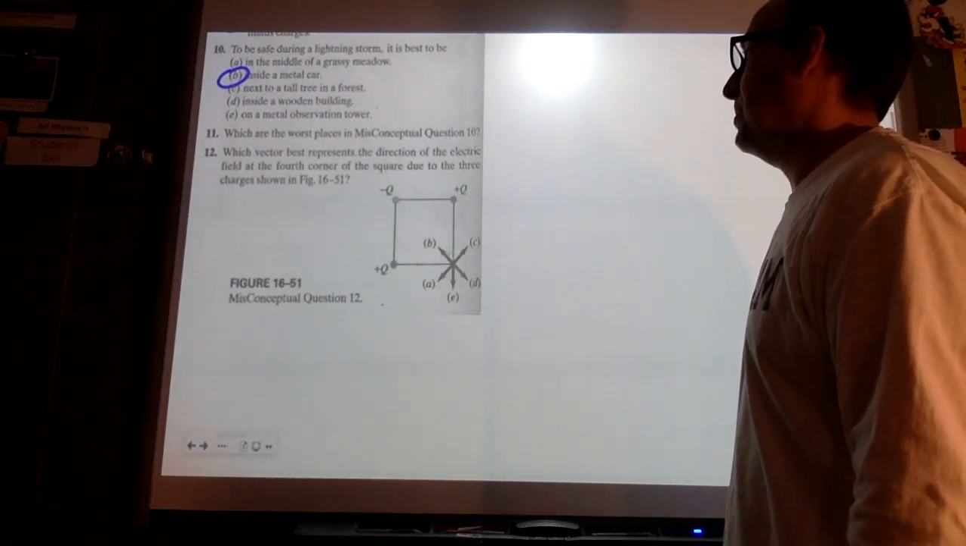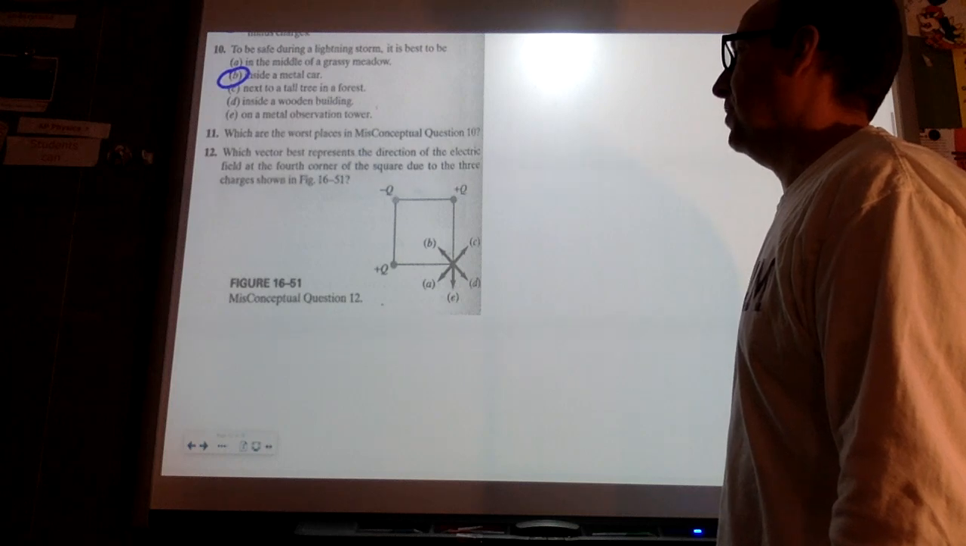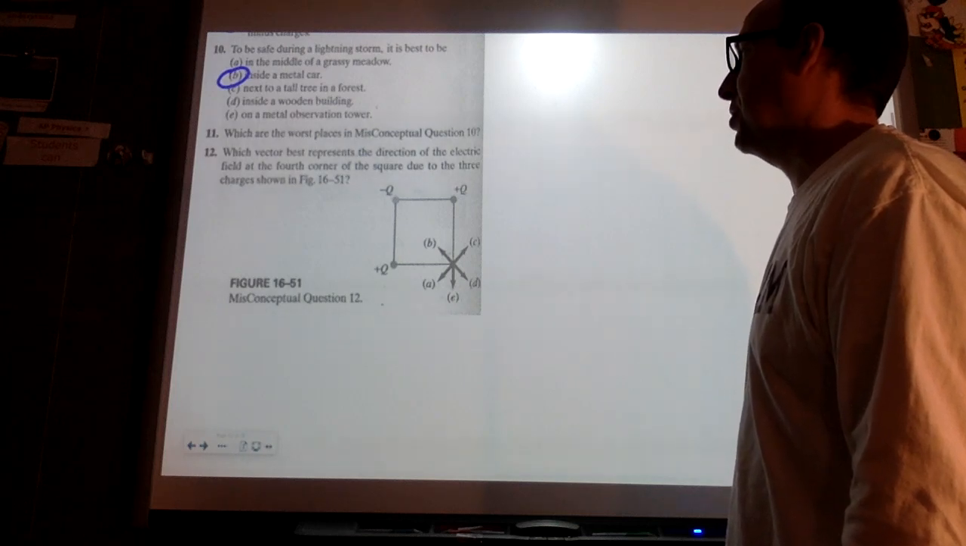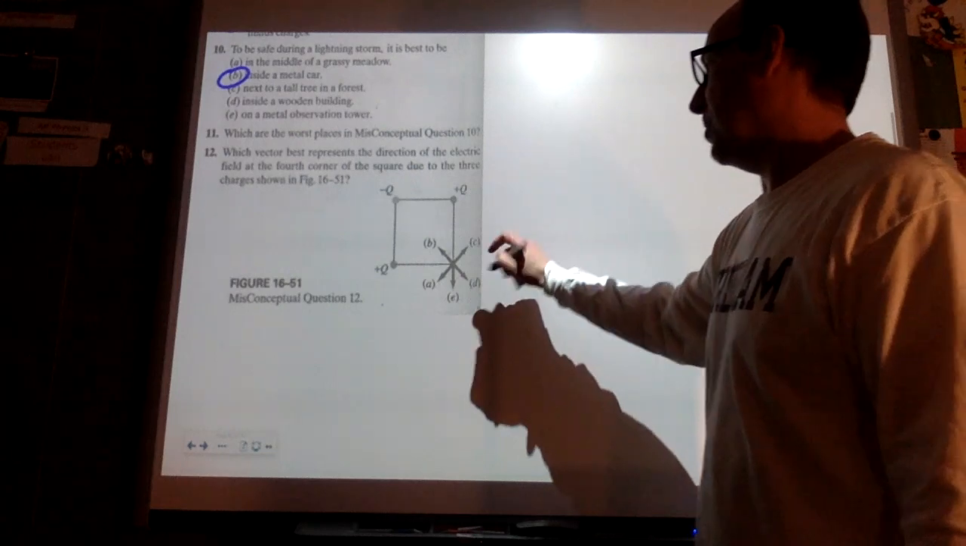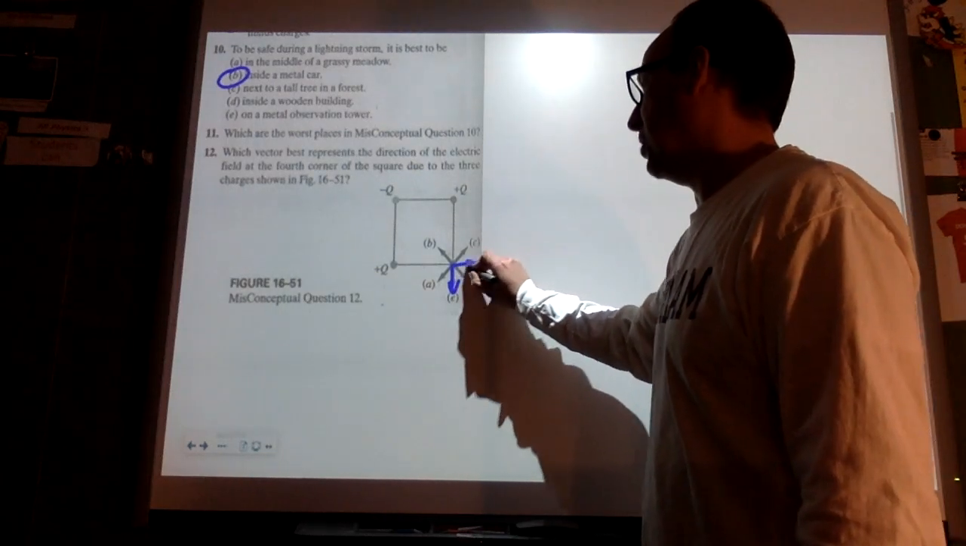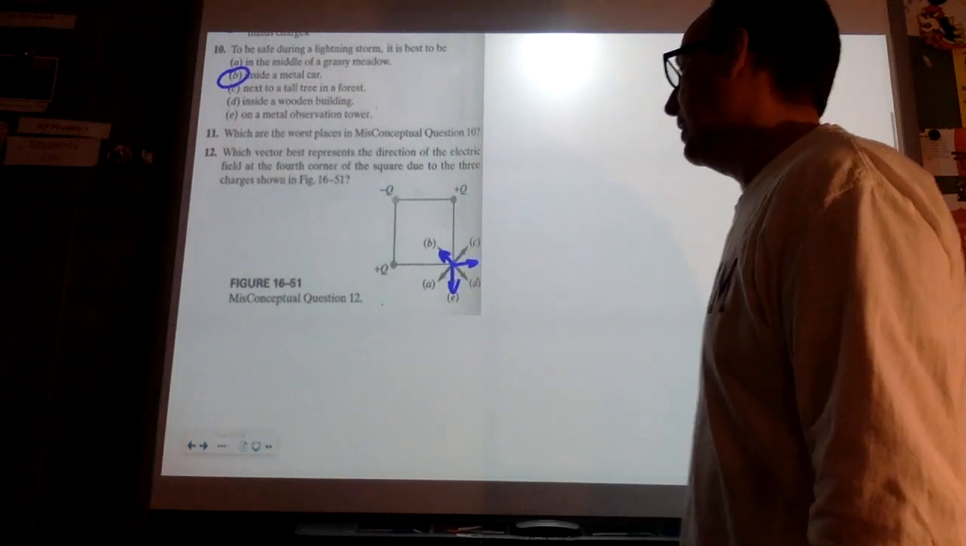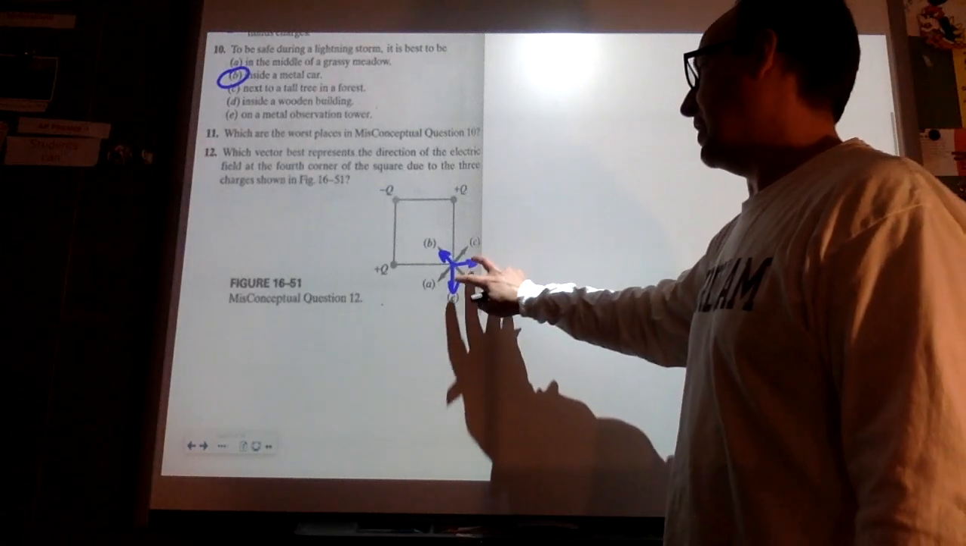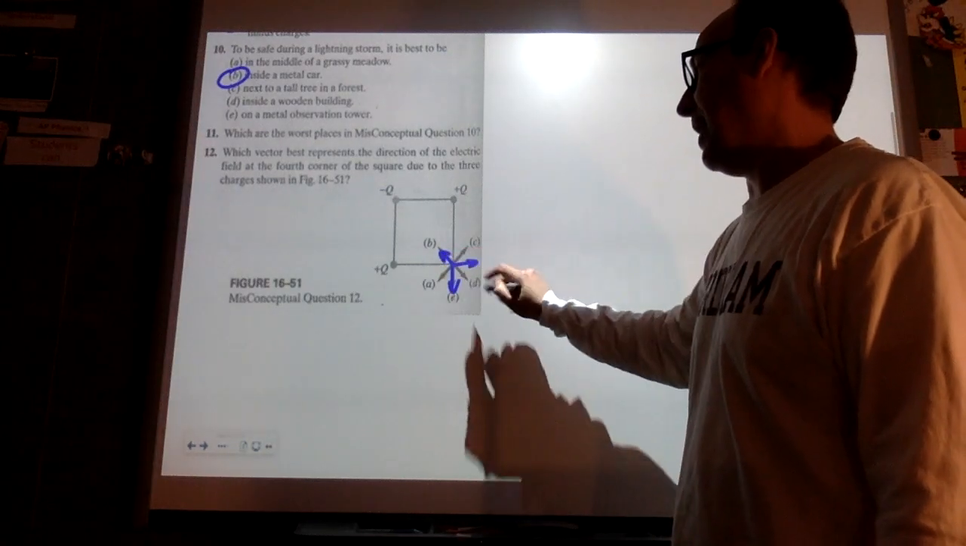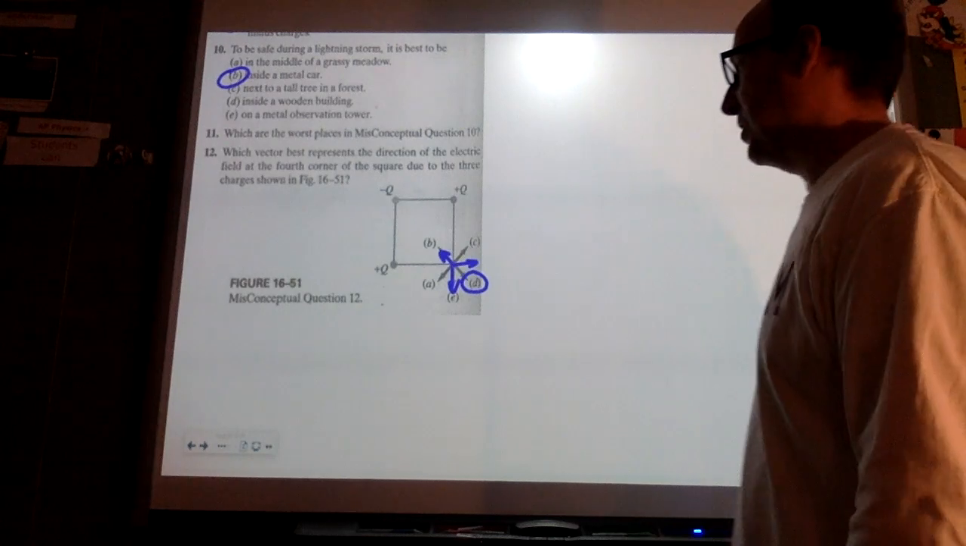Which vector best represents the direction of the electric field at the fourth corner of the square due to the three charges shown? This one would push it down. This one would push it out. This one would pull it that way. But these two together would cancel that out. So our best answer is D.